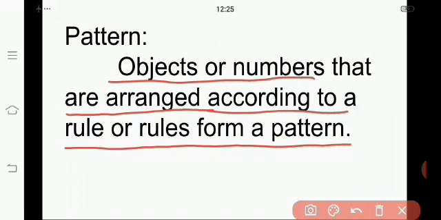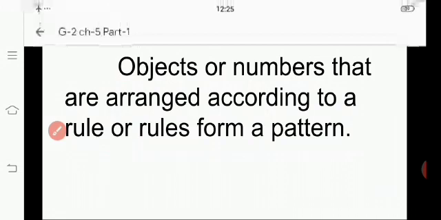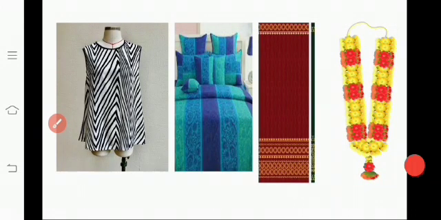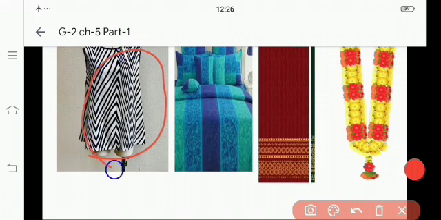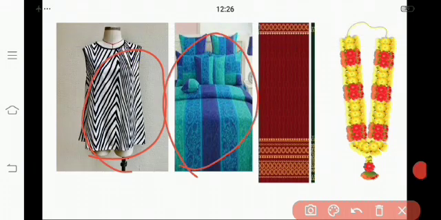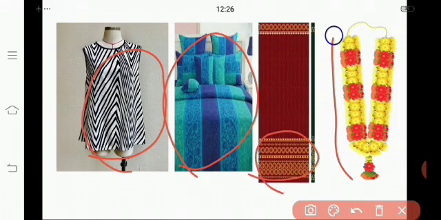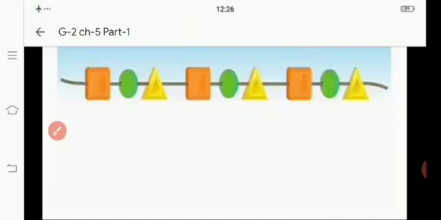Okay children. We all must have seen different kinds of patterns in our daily life. Is it, children? Yes. Like on clothes, bed sheets, saree borders, garlands, etc. These kinds of patterns we see in our daily life. Shall we move on to the next one?